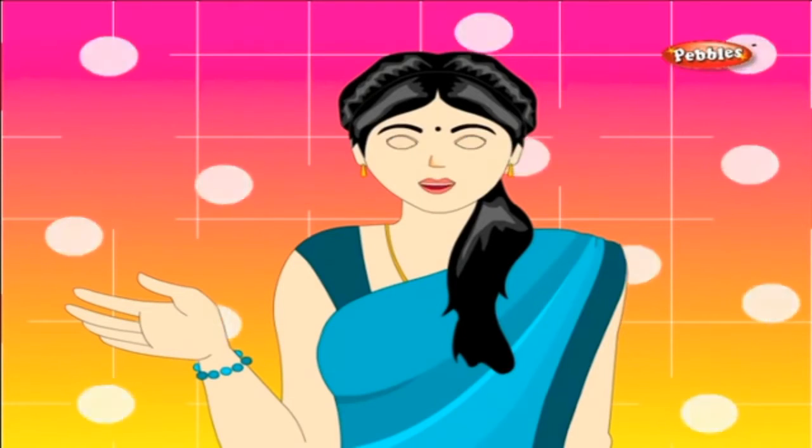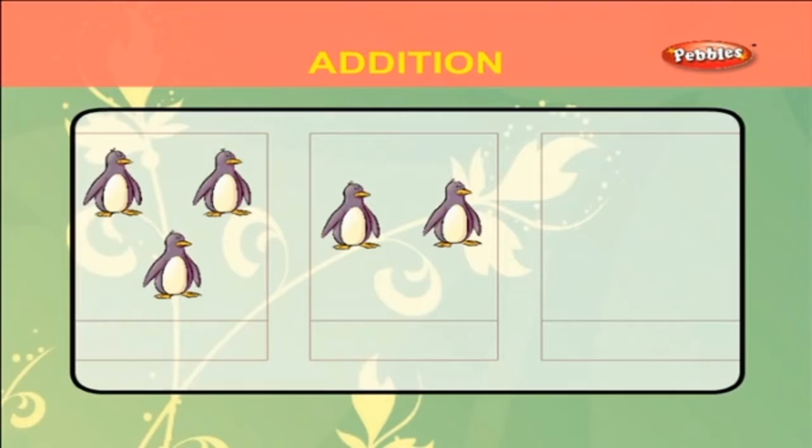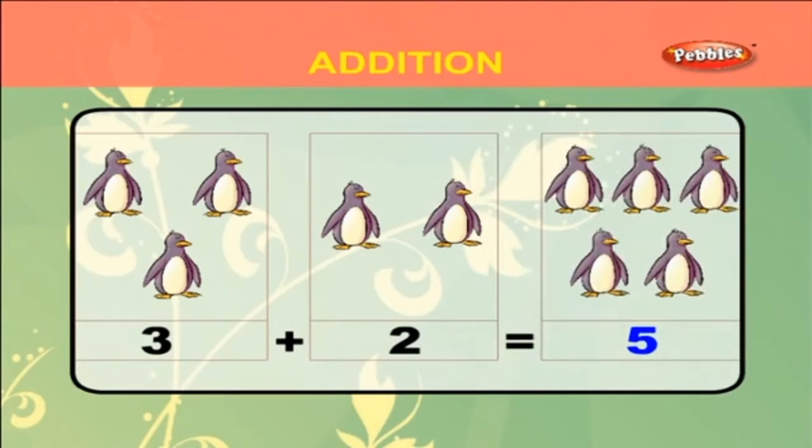Let us first learn simple addition. The first box contains 1, 2, 3 penguins, and the second box contains 1, 2 penguins. Now add the penguins in the first box and the second box. We write this as 3 plus 2 is equal to 5.